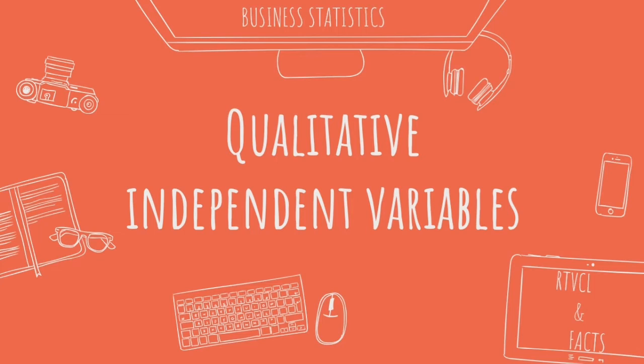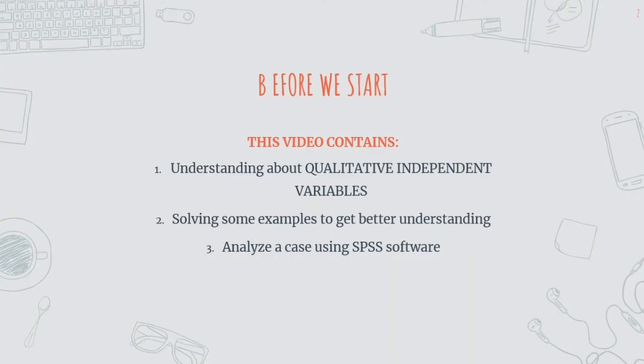In this video, I am going to talk about one topic called Qualitative Independent Variables. This topic is quite interesting because it talks about independent variables, which I'm going to explain to you. Before we start, there are a couple of things you should know because this video contains three main things. First, understanding qualitative independent variables. Second, solving some examples to get better understanding. Third, analyzing a case using SPSS software.